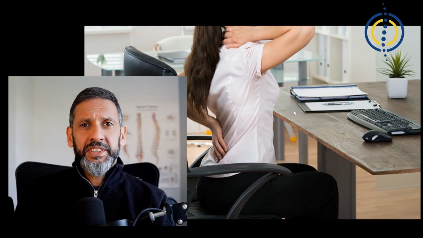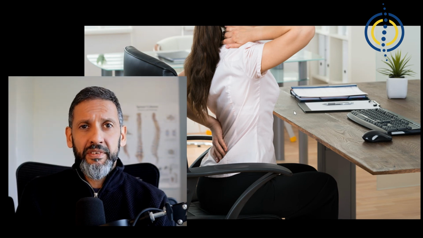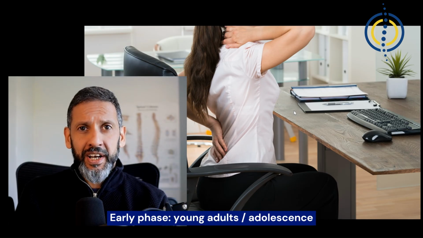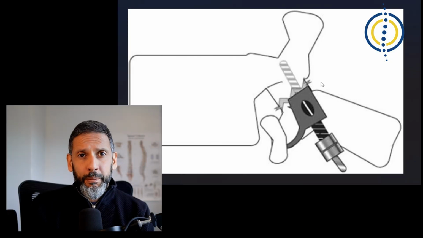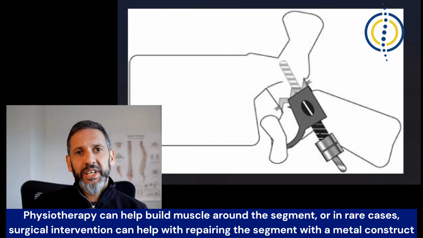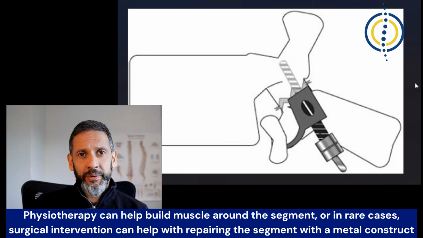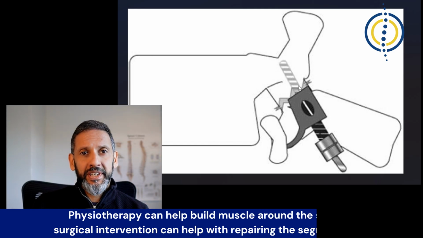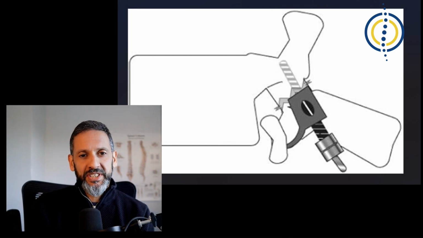Often in my practice I see two phases in life when this problem can become symptomatic. The first is in young adulthood and adolescence, where patients often have a very focal, localized area of pain. Most of the time in this early phase, physiotherapy to build a muscular brace around the segment is all that's needed and things settle down, but rarely surgery is required just to repair the fracture with a small construct around it that still allows motion of the rest of the spine.